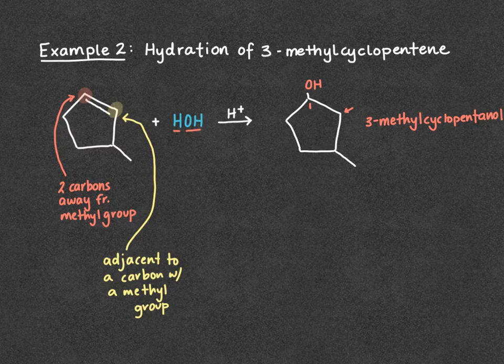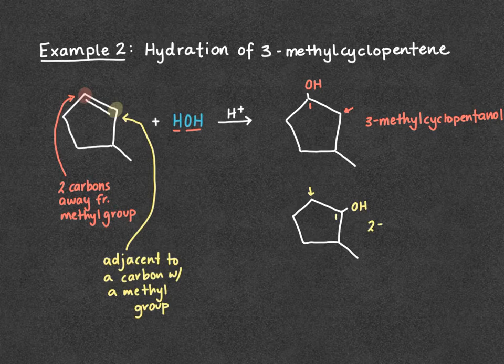If we substitute the hydroxide onto the yellow carbon instead, we will get a different product. So again, same starting position. This time our hydrogen is going to go onto this top carbon and our hydroxide will go here. You'll notice that our hydroxide is directly next to our methyl group. So this will now be called, because our hydroxide is number 1, 2-methylcyclopentanol.